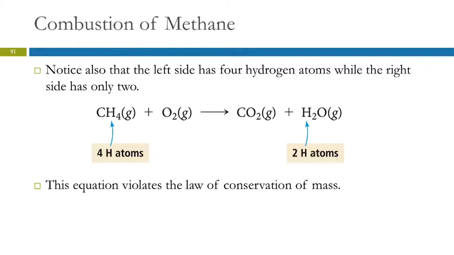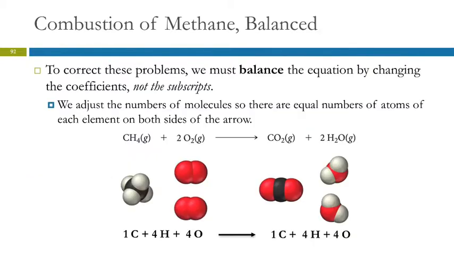So does that mean that nature is wrong? No, it means that we wrote the equation wrong. We need to fix it. So we need to do what's called balancing the equation. We balance it by changing coefficients.